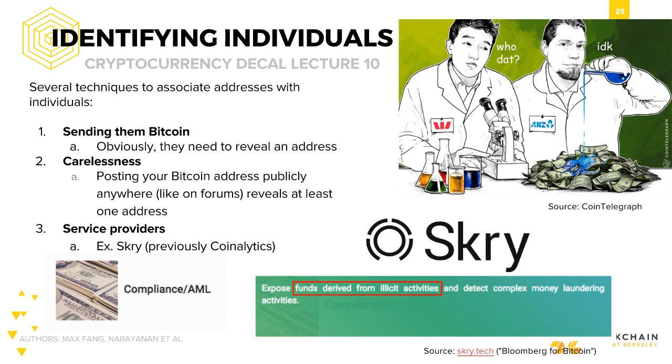And then lastly, you can also use a service provider. There are actually companies that specialize in doing this de-anonymization work using a combination of all the techniques that we've talked about so far. There was a company called Skyread, which was previously known as Coinalytics, that basically does this, and they market their product as compliance, AML, and they're making Bitcoin not fungible. All right, any questions? Yeah.